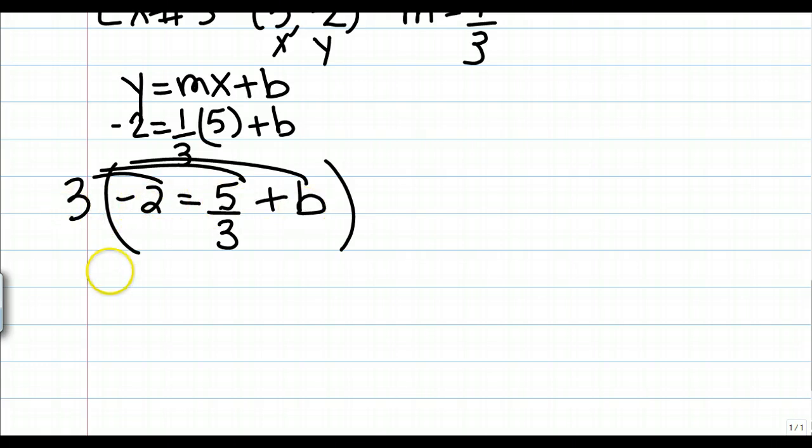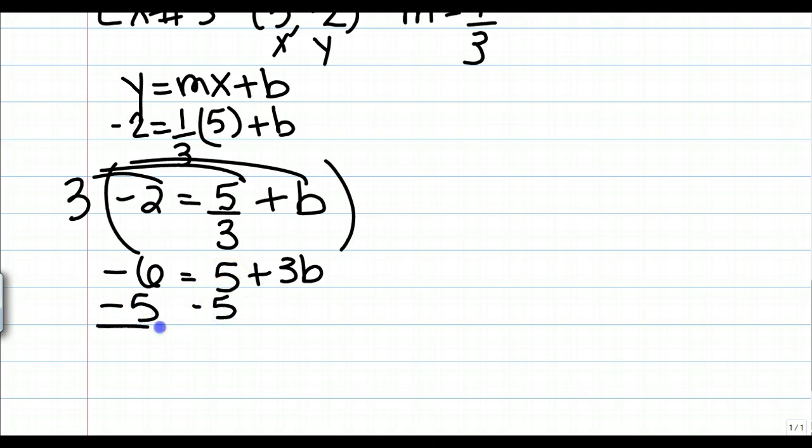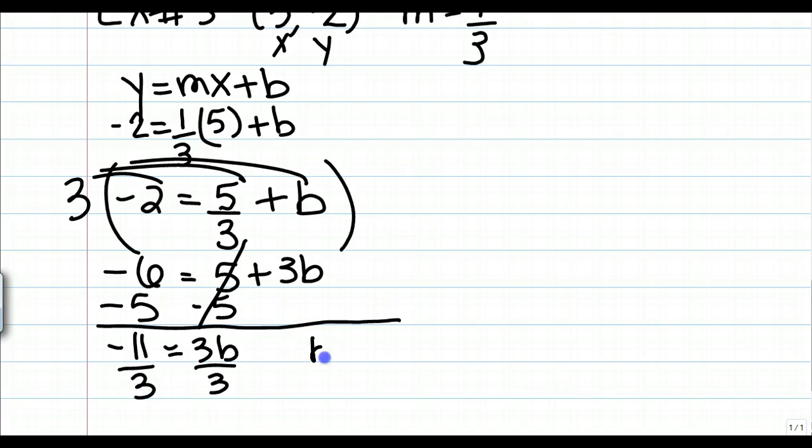So 3 times -2 is -6. The 3's will cancel out here, and I'll just have 5. 3 times b is 3b. And now if you notice, I don't have any fractions anymore, so I can just go ahead and solve this. I'd have -11 equals 3b. Divide by 3. Your b is going to be -11/3.